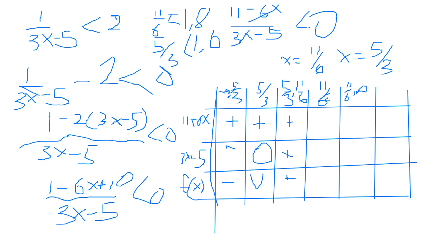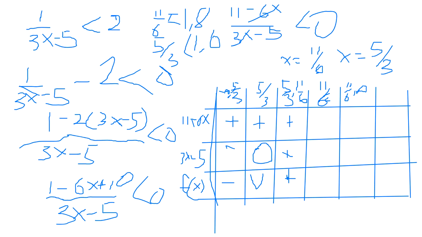We are going to get 3 times 1.7, which is 5.1. Can you see that? 5.1 minus 5 will give us 0.1, which is a positive. Please, do you agree to that? Yes. Okay, so here is a positive. Good.